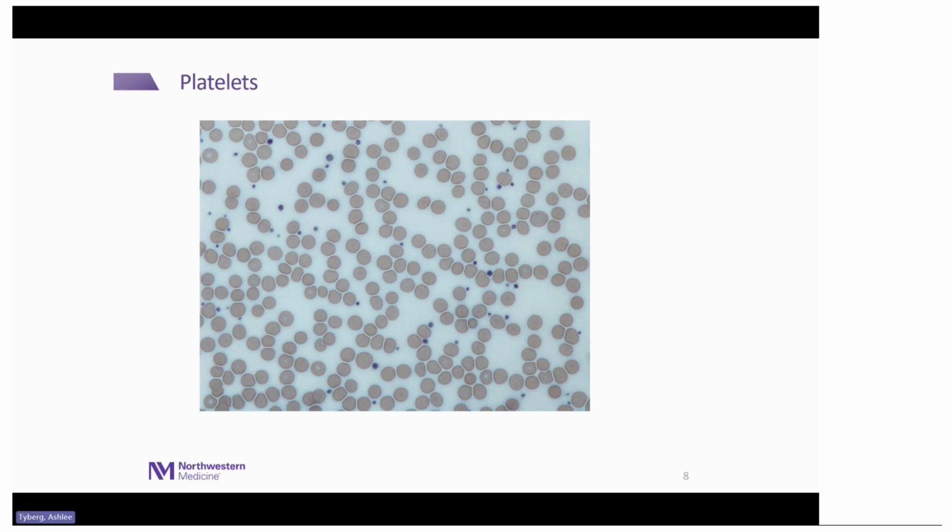So under 50,000, the risk of bleeding goes up. We get concerned. But really under 20,000 is when we really start to worry, and that's where we start thinking maybe we need to give a platelet transfusion to prevent bleeding. And under 10,000, there's an increased risk of spontaneous hemorrhage, including in the brain. So when we get under 10,000, we really need to give a platelet transfusion to prevent spontaneous bleeding.